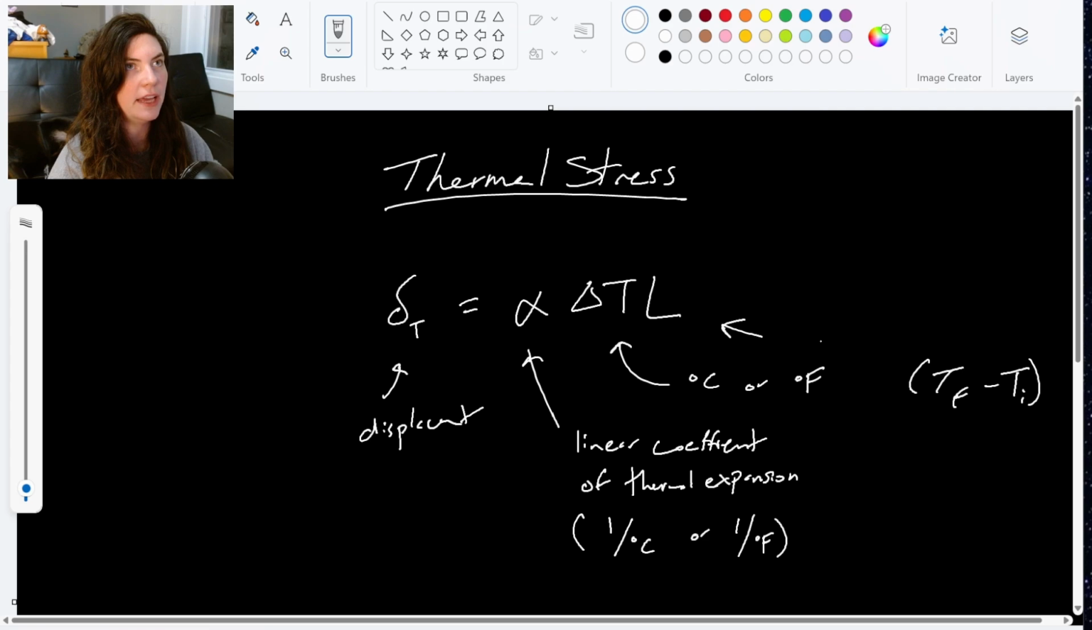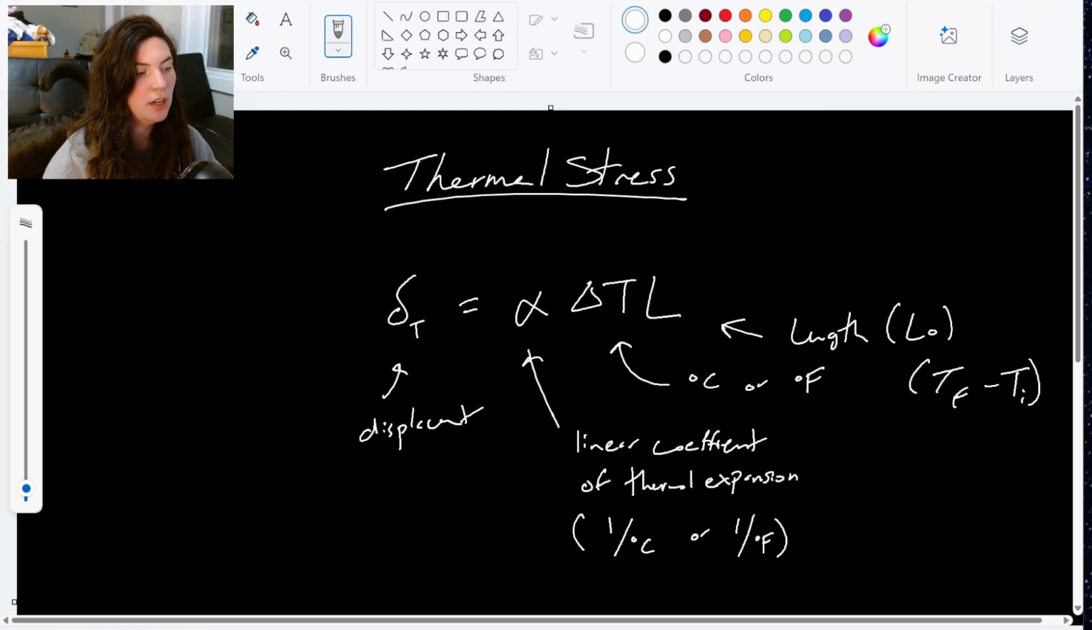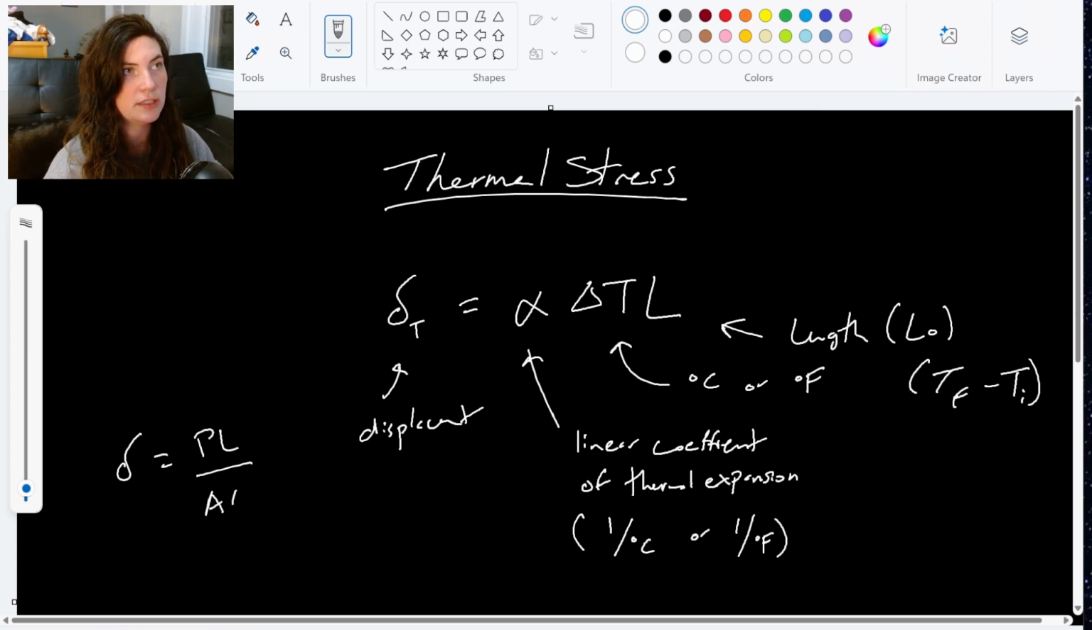And then we have the length. And important to note on the length here, this is the initial length. So L naught, L sub O, is the initial length we have for this equation. So it's a fairly basic, plug and play equation, but we do use it in conjunction with our other displacement equation, right? We can use this in conjunction with our load displacement equation, load times length over area times modulus of elasticity, because our displacements may be affected by both things. It may be affected by both loading and some kind of change in temperature, right? This would be a very real world scenario.